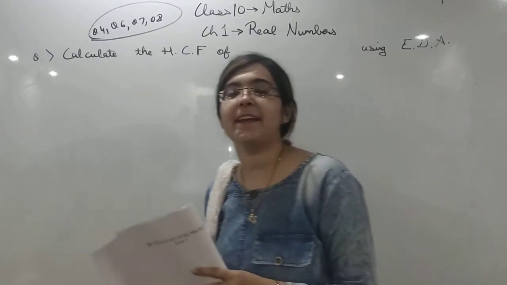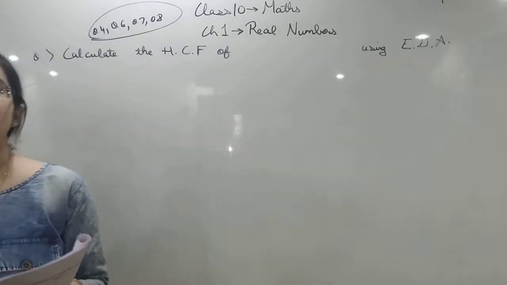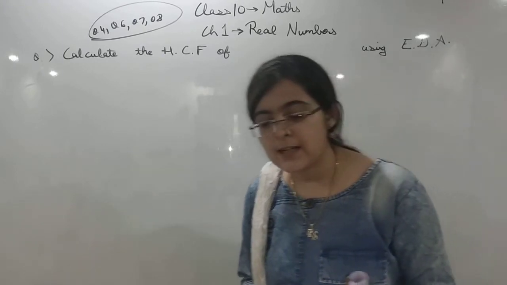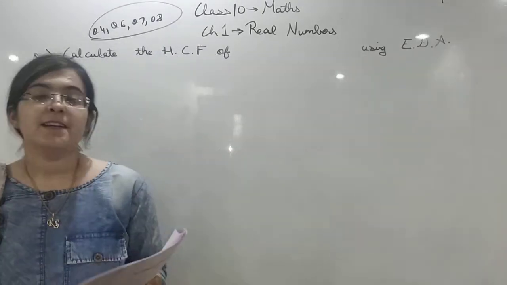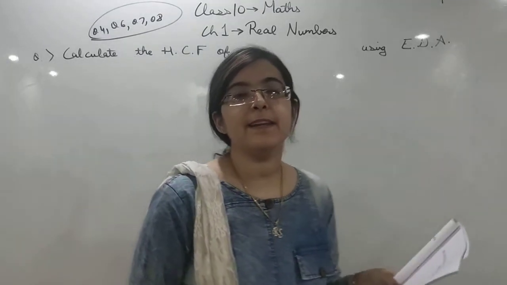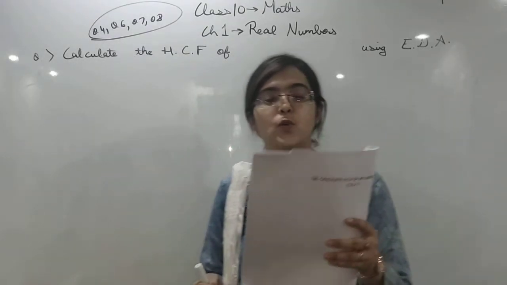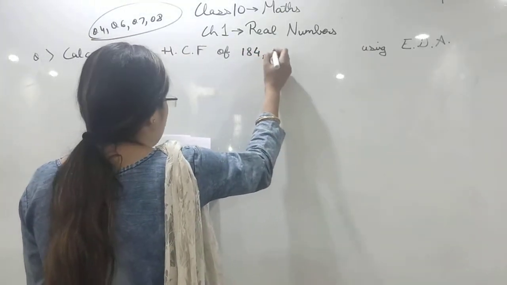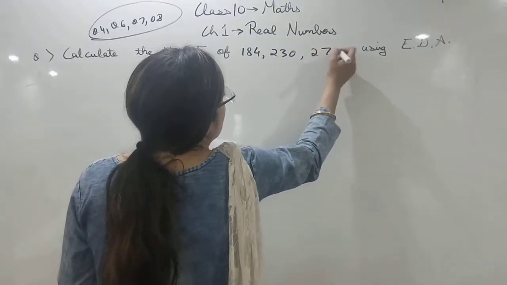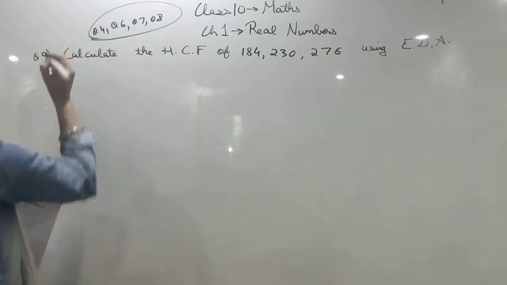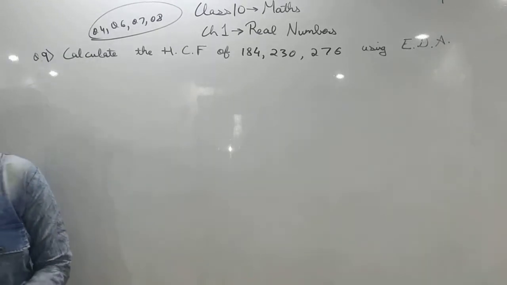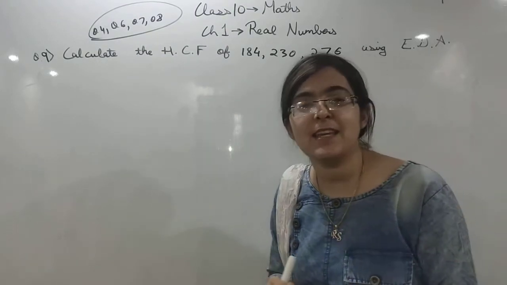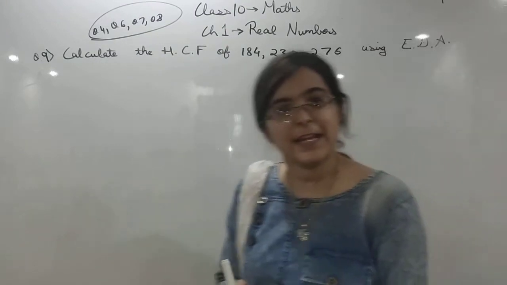Now students, see the 9th question. Your 9th question is to calculate the HCF of 184, 230 and 276. Okay, now there are 3 numbers. Till now we have found the HCF of 2 numbers. Here it is 3 numbers. So let's see how we will find the HCF of 3 numbers.